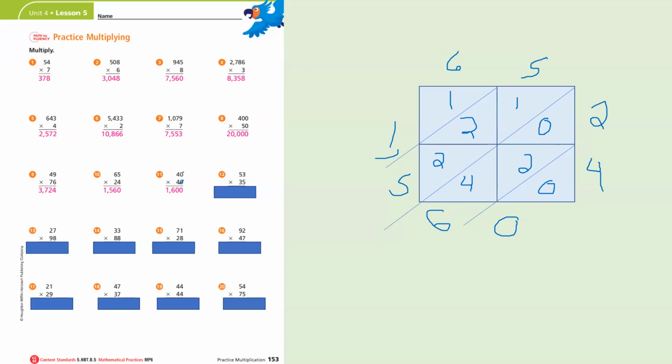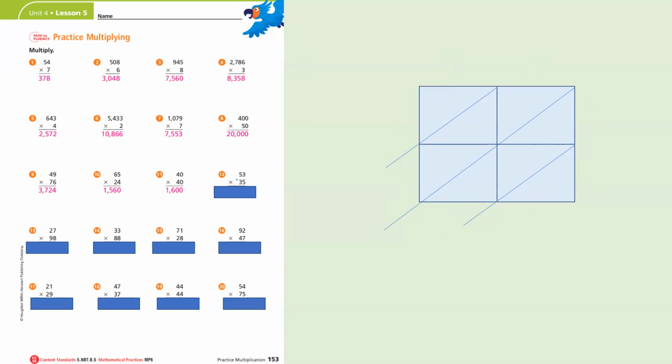This one we don't need lattice method. We get rid of the zeros. 4 times 4 is 16. And then go ahead and add those 2 zeros. And your answer is 1,600.